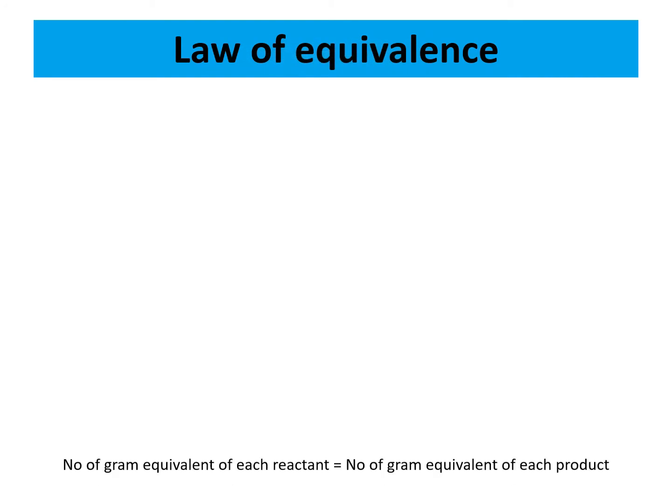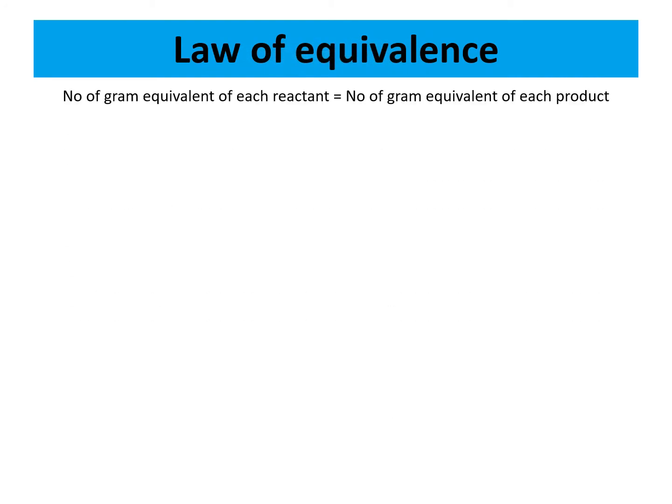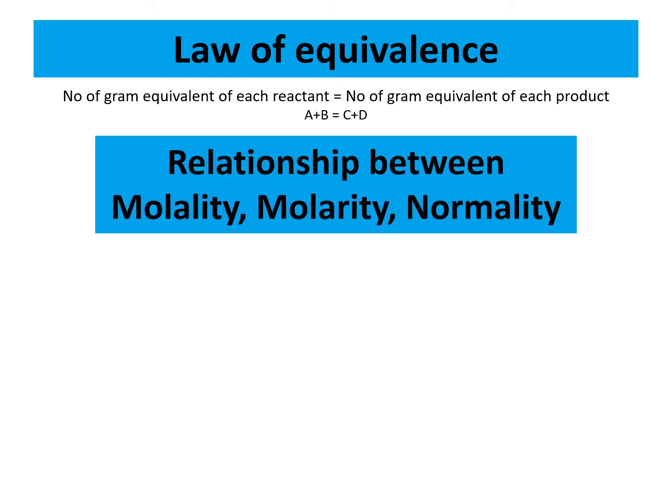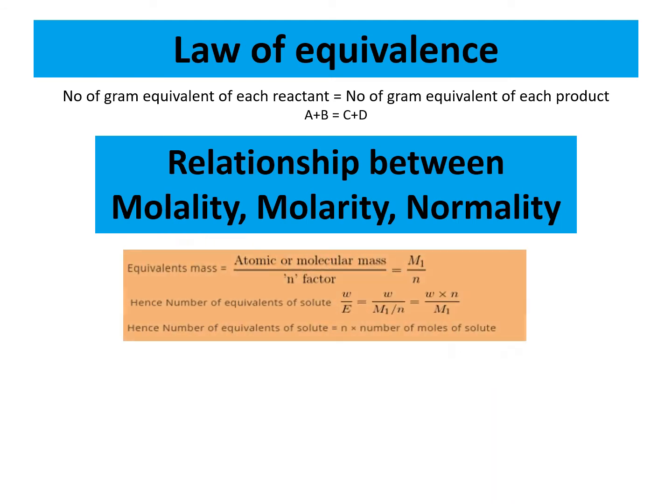Okay, the next one we are going to see is the law of equivalence. What is the law of equivalence? The number of gram equivalents of each reactant is equal to the number of gram equivalents of each product. If A is equivalent to B, which is equivalent to C, which is equivalent to D, all the reactants are equivalent to all the products. That is the law of equivalence. What is the relationship between normality, molality and molarity? Everyone knows them separately, but what is the relation between these three? That we need to know.